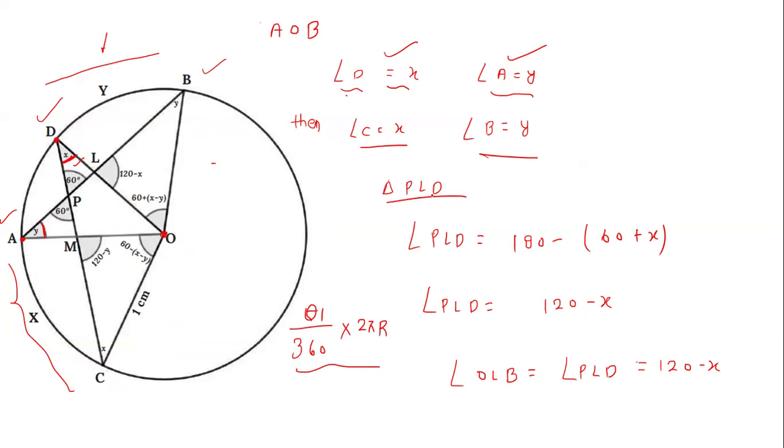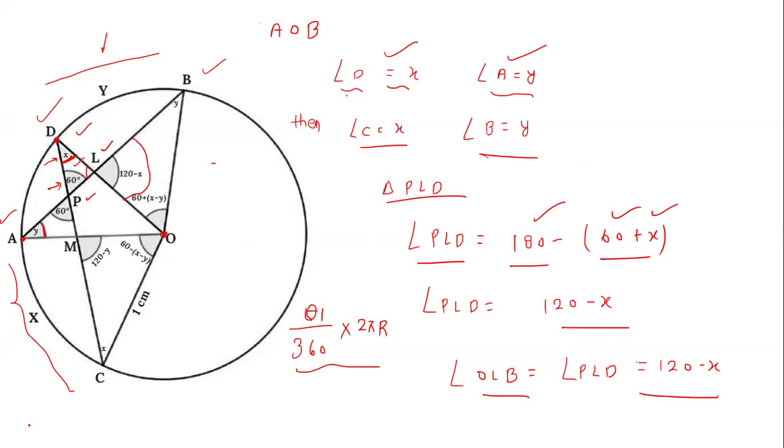Now you see the triangle PLD. Where is the triangle PLD? It is here. P is here, L is here, D is here. This angle D we assume x, and this angle 60 degrees is given in the problem. So angle L we can write as 180 degrees minus (60 plus x), because the sum of the angles of a triangle is 180 degrees and we know two angles, one is 60 and one is x. So the remaining angle is 120 minus x. This angle is also 120 minus x, because these are opposite angles. So this angle OLB we also calculated, this is 120 minus x.